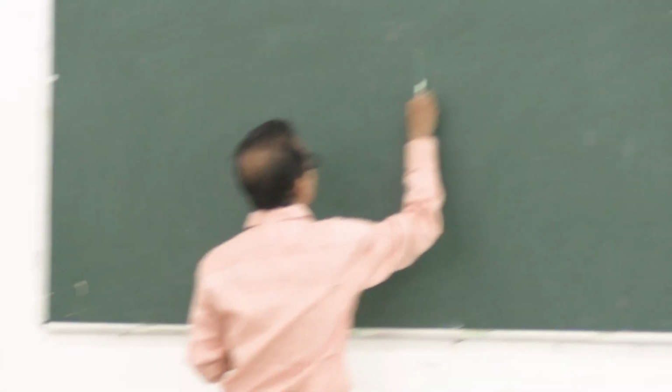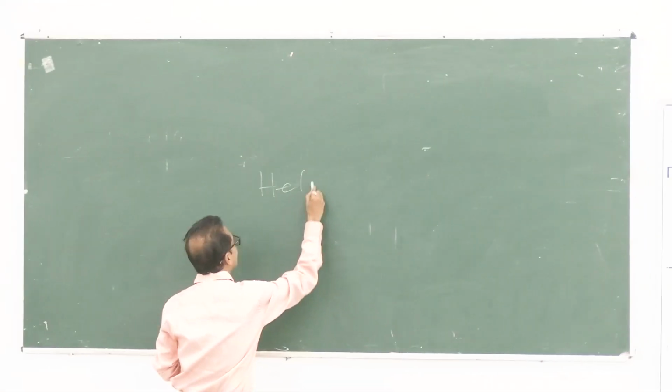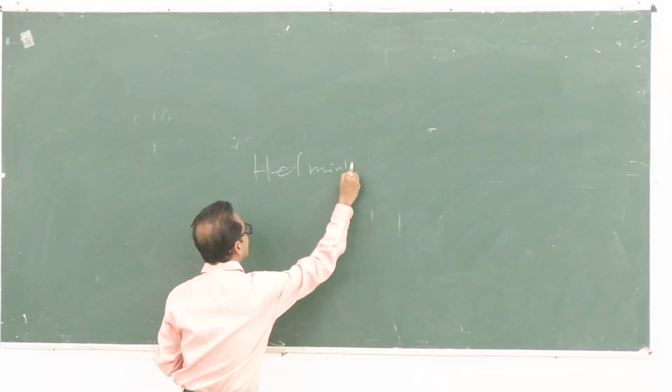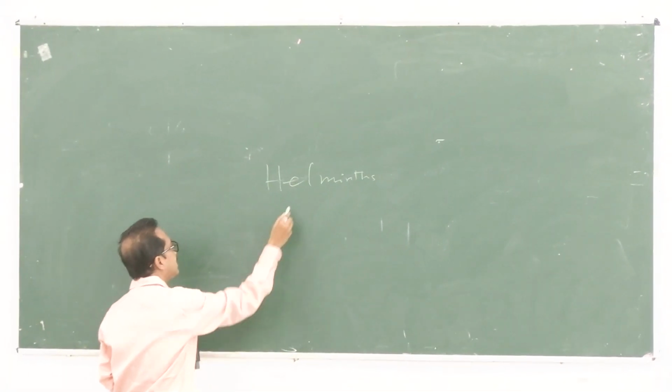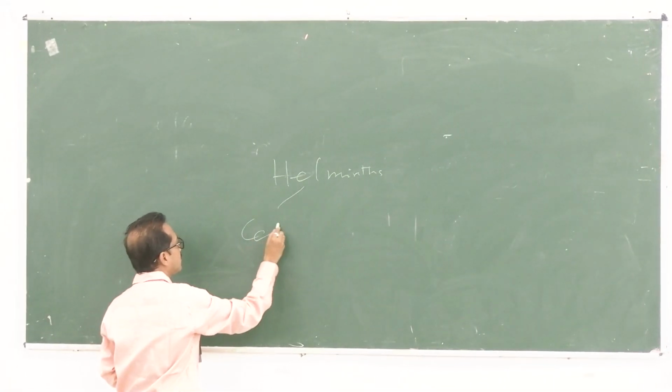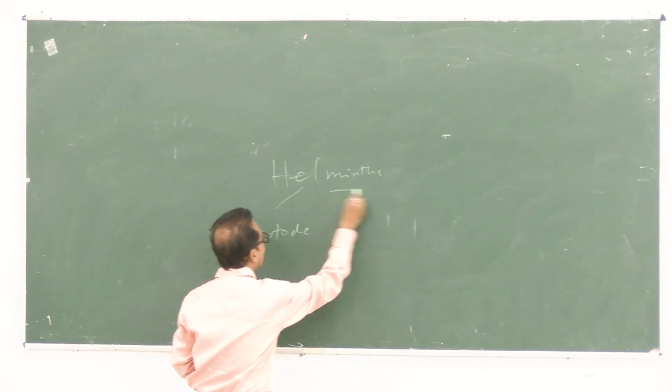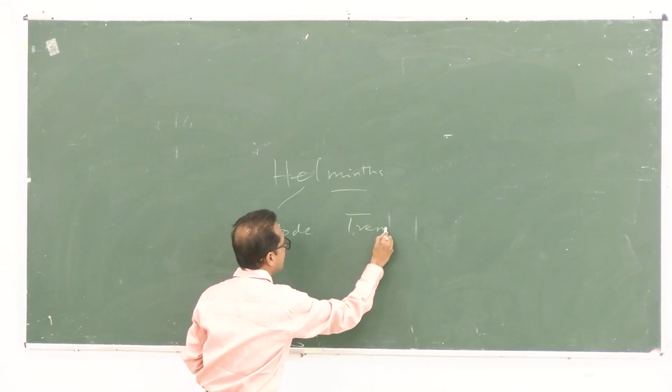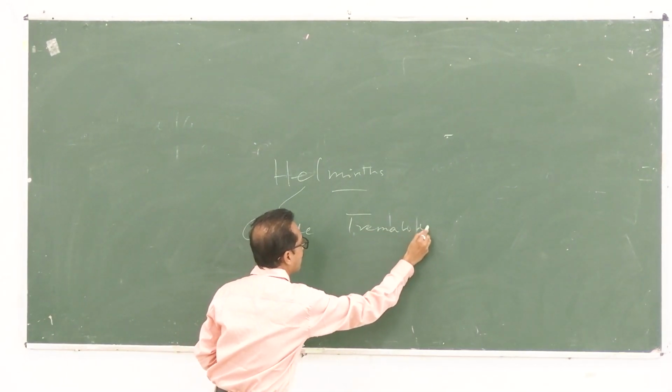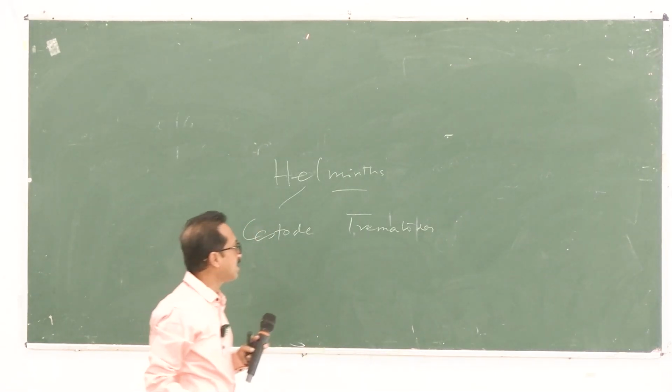Now, what are the types of helminths? Helminths are 3: cestodes, trematodes and nematodes.